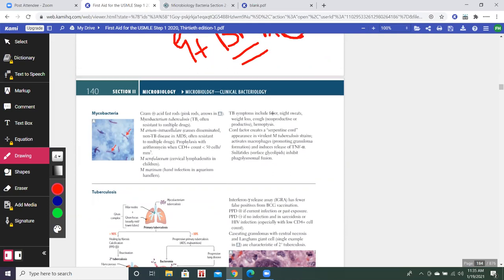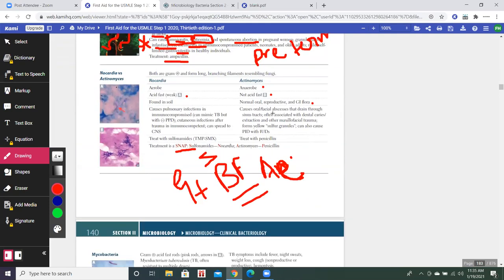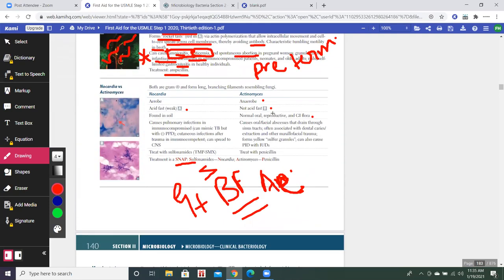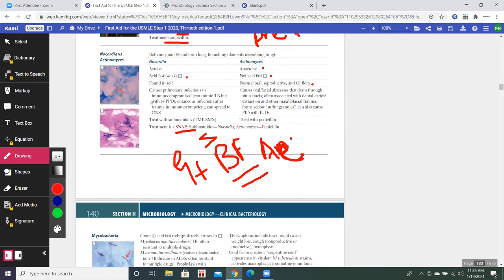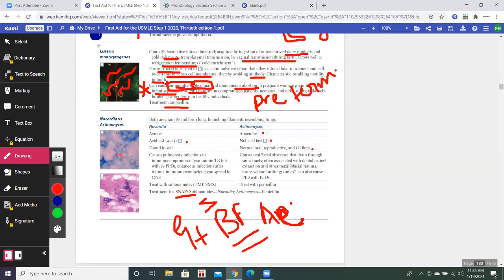Okay. Now, if we have a patient, PPD stands for purified protein derivative. It's a tuberculosis screening test, PPD. Okay. Before I forget, a small piece of information for Listeria.